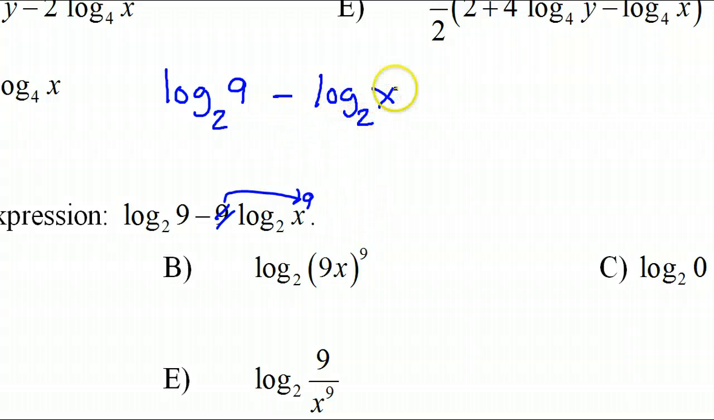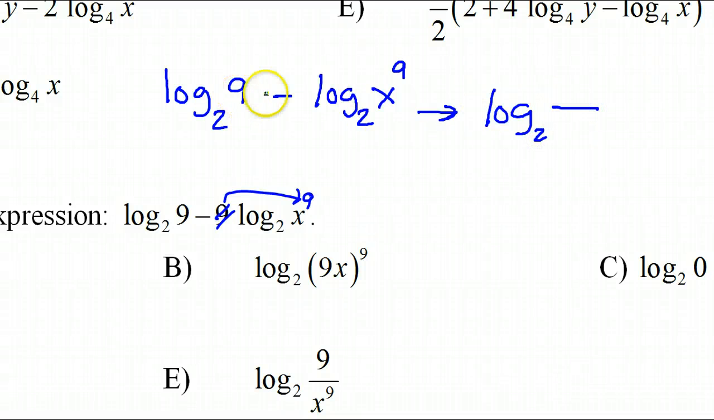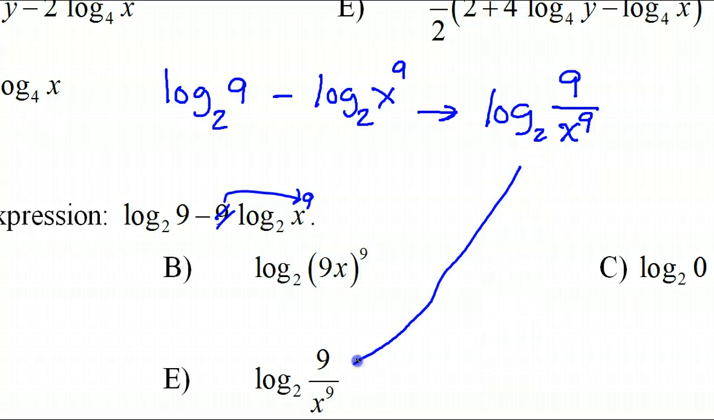this will be log base 2 x to the 9th power. Alright, I just put that up there. Now I'm condensing, so I'm going to break this down to a single log. So this will become log base 2. This one will go in the top, this one will go in the bottom. So I will have 9 over x to the 9th power. That seems to be this right here. Log base 2. Yep, look at it. Genius. So yeah, the answer is E.